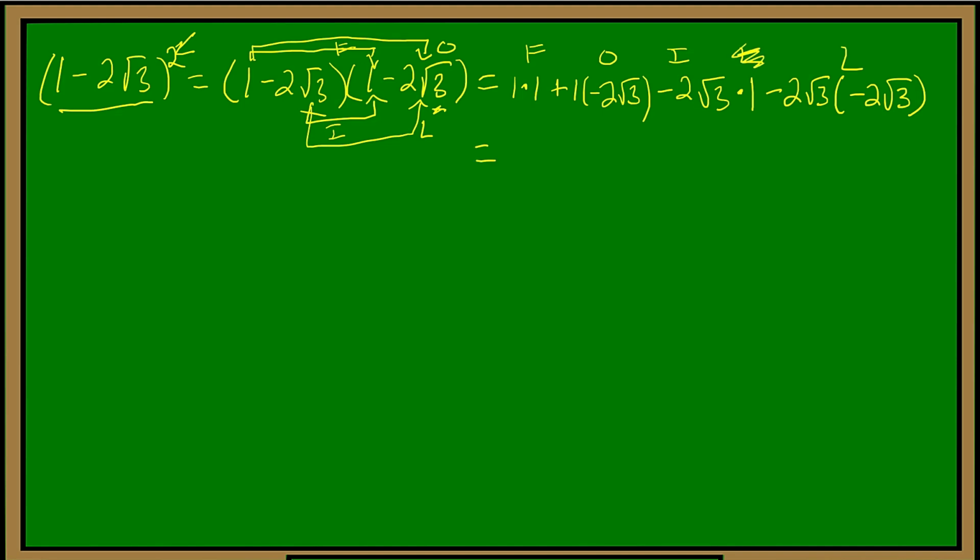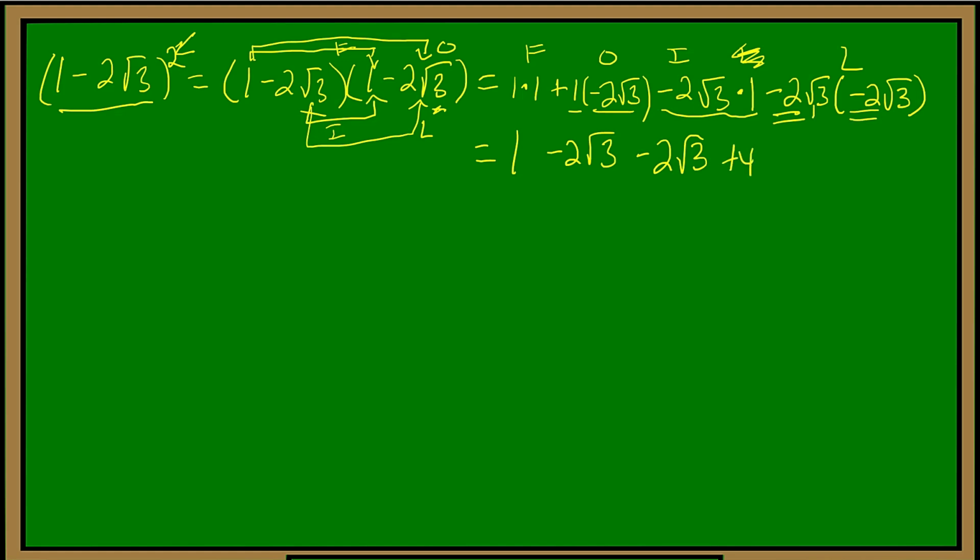So 1 times 1 here, I meant to say, is 1. Now this is 1 times negative 2√3, so it's going to be minus 2√3, right? The negative beats the positive, and you end up with a negative. Then it's going to be negative 2√3 times the positive 1. So the negative is going to win again. So you're going to have minus 2√3. Then at the end, it's a little bit different. You're going to have negative 2 times negative 2. That's going to give you a positive 4.